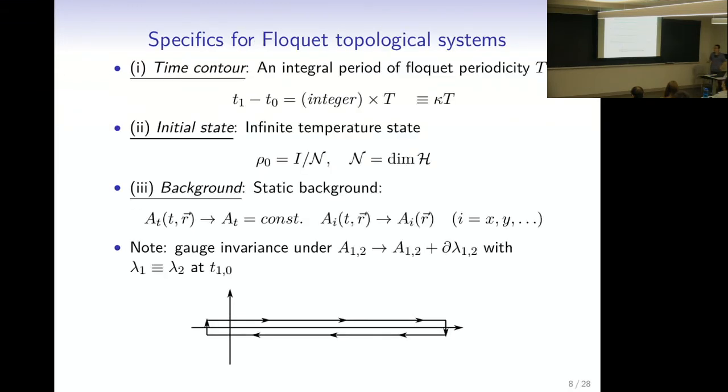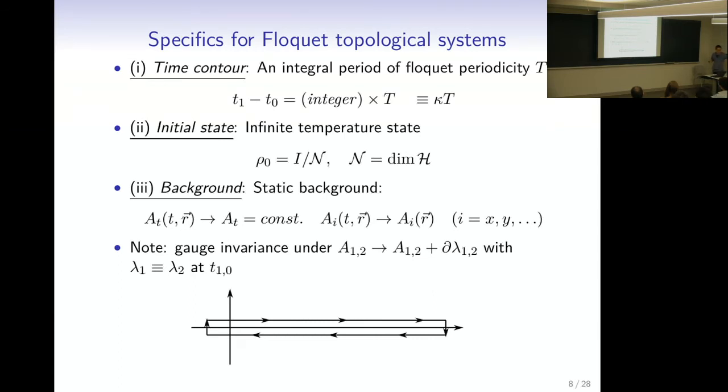So basically, I want to specify three things: the time contour, the initial state, and the type of backgrounds. Okay, so for the time contour, I chose it such that I always talk about integer multiples of the Floquet period. So I start from somewhere t0, and then t1, and I go back. But this interval, I always choose to be an integer multiple of the Floquet period. This is my choice.